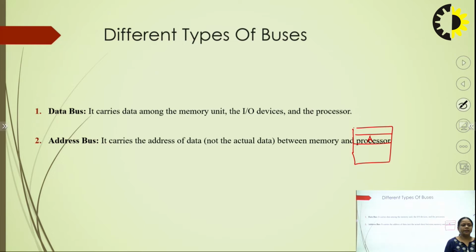Second one is address bus. Address bus carries the address of data in memory. It means this is address, not data. Now, what is the meaning of address? We should understand. If A is your data, then this is your address. If we have a memory location, for example 1010, then 1010 is your address. It means this address will be carried by the address bus, and data A will be carried by the data bus. So this is the difference between data and address.